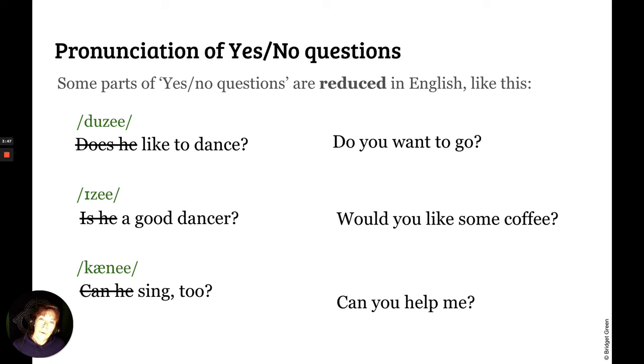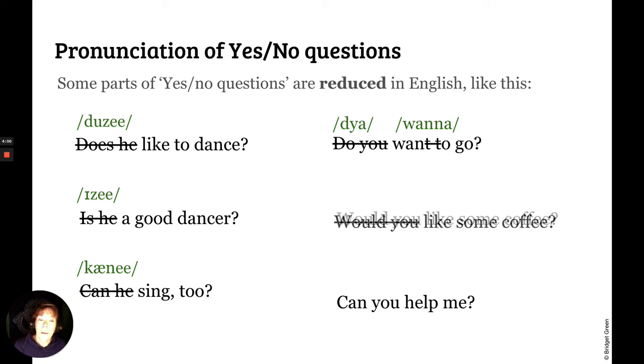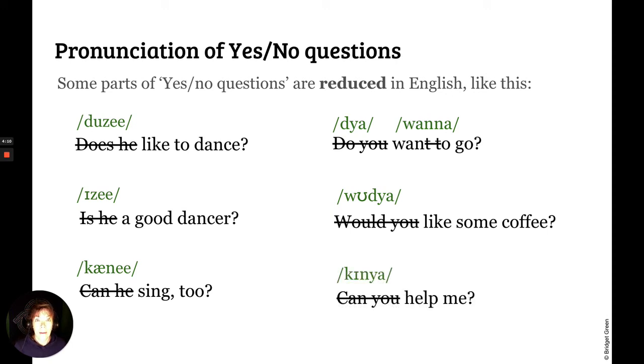Do you and want to become do you wanna? Repeat. Do you wanna go? Would you becomes would ya. Would ya? Would you like some coffee? Can you becomes can ya. Can you help me? Okay.